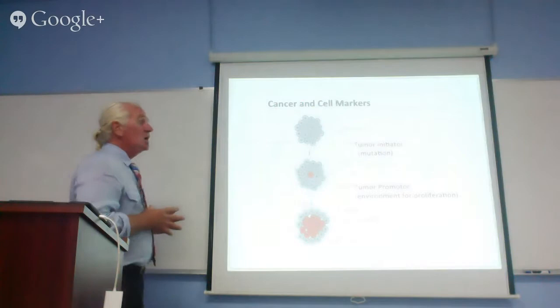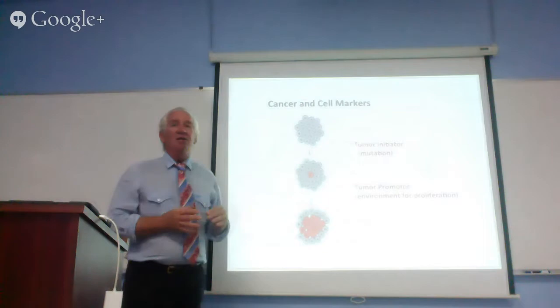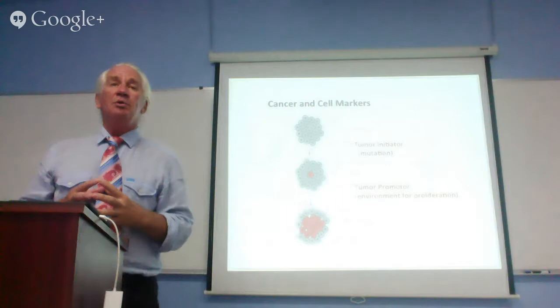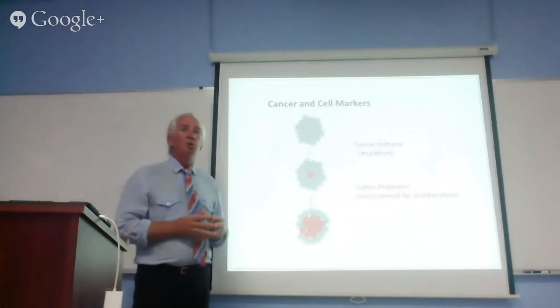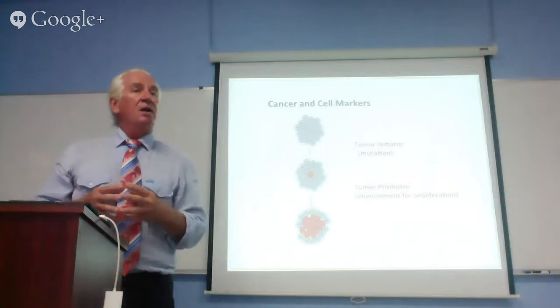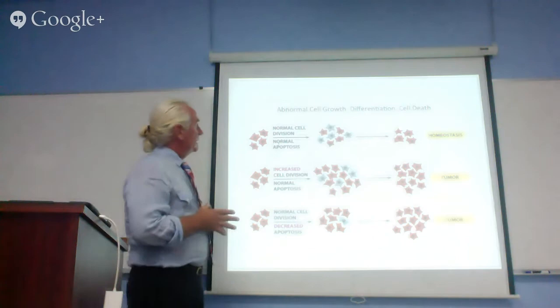So cancer cells, in brief: in a normal mass of tissue, we have an initiating event, and an initiating event is a mutation. If that mutation confers an advantage to cell growth and proliferation, that cell will become the dominant clone. Once you have initiating events, if you get your tumor promoter environments, growth factors, then you will give the environment appropriate for that cell to proliferate. If it can outcompete all the other cells, it becomes a tumor mass. So abnormal growth, differentiation, and cell death are the things we want to be thinking about.